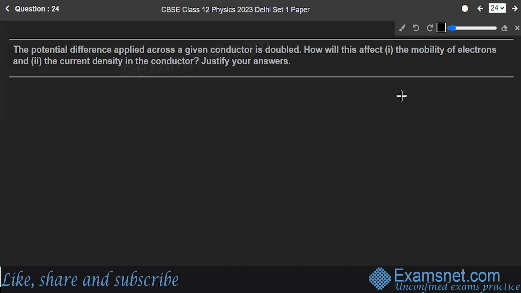The potential difference applied across a given conductor is doubled. How will this affect the mobility of the electrons and the current density of the conductor? First part: the potential difference applied is doubled. How will it affect the mobility of the electrons? See, the mobility of the electrons is given by Vd upon E.